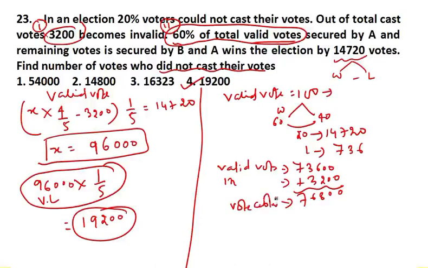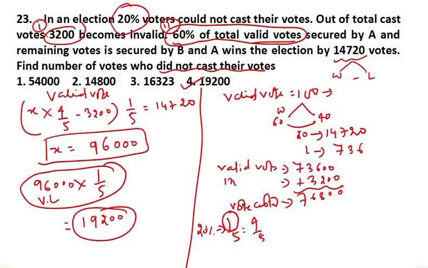We know that vote cast is the sum of valid vote and invalid vote. Now it is saying that 20% did not cast their vote. 20% means 1 by 5 of the people have not cast their vote. So how many people have cast their vote? 4 by 5. But in the question it is asking for one value.